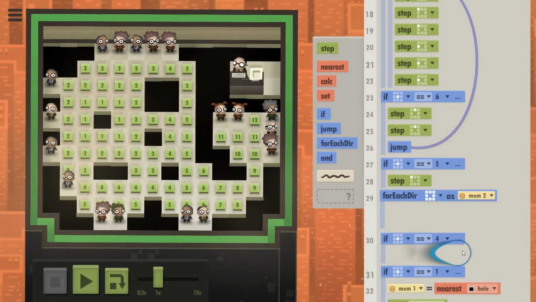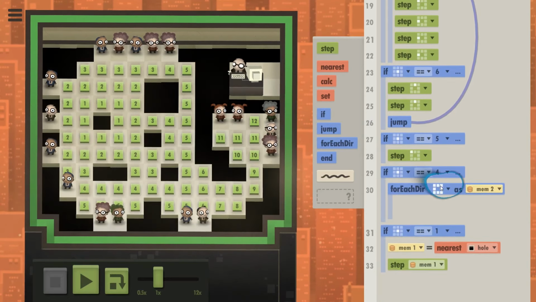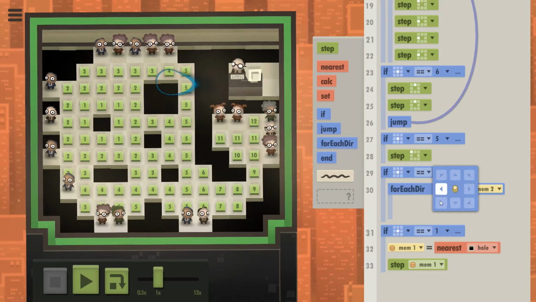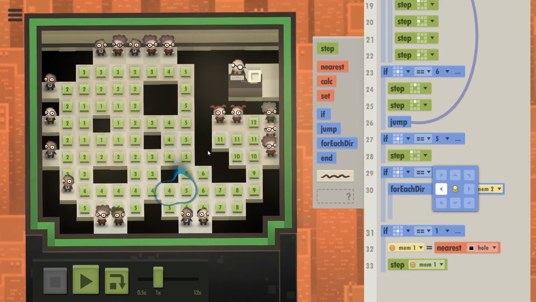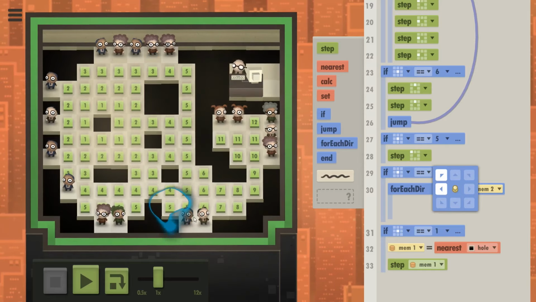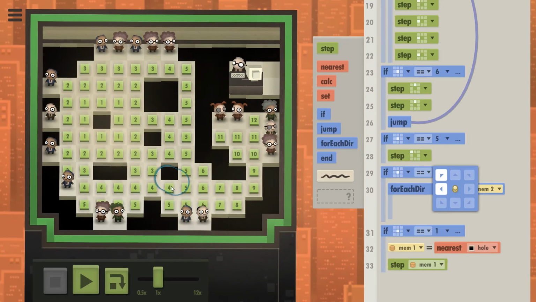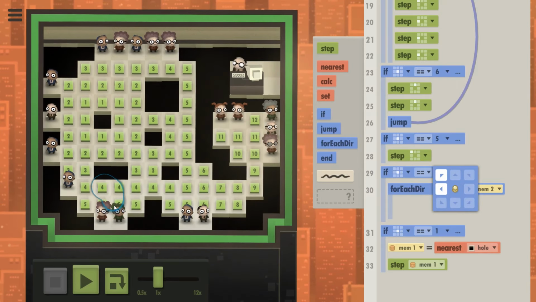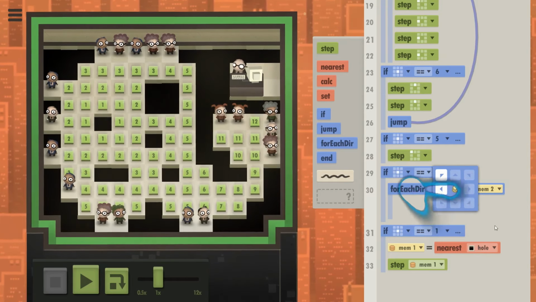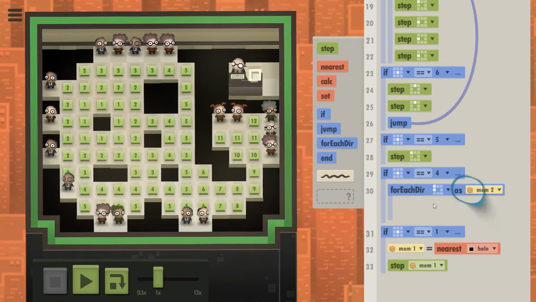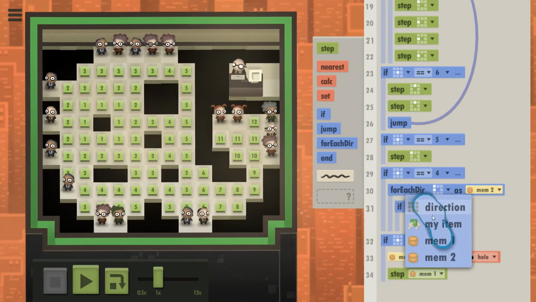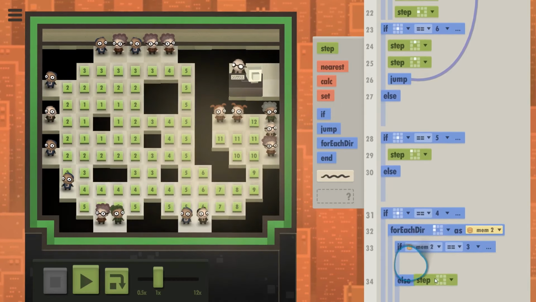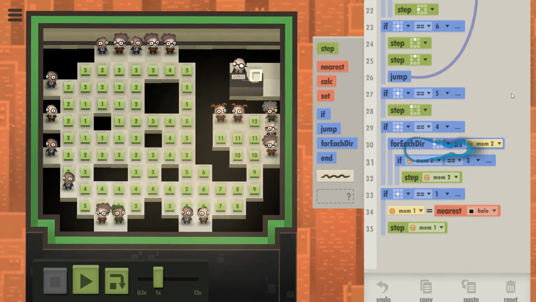So, for each direction. The places that are going to have 3s are to the left for this one, and to the upper left for this guy, because these guys are going to be here, so they'll end up stepping here. Cool. If mem2 equals 1, 2, 3, step mem2. Cool.